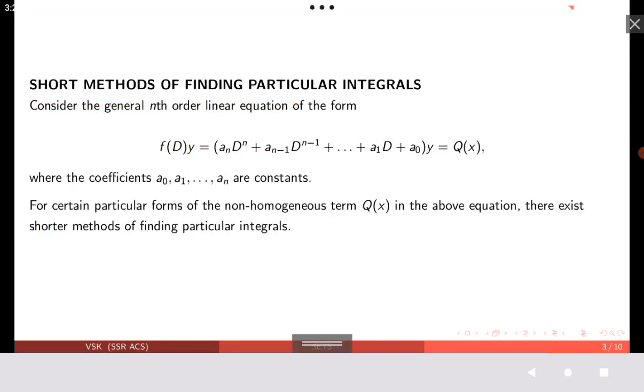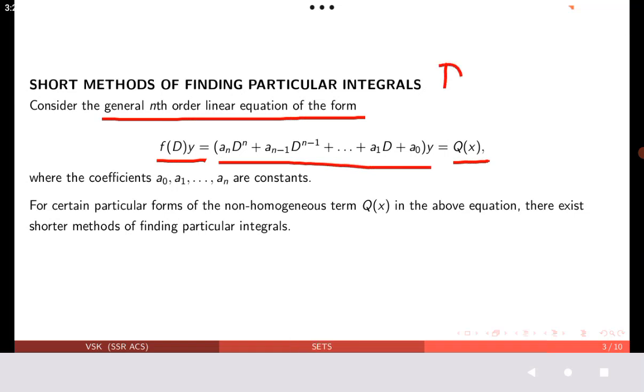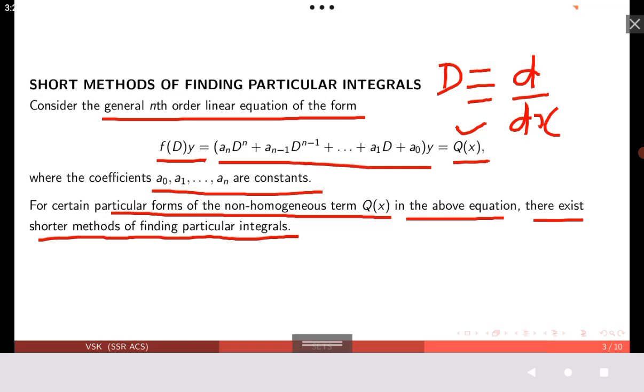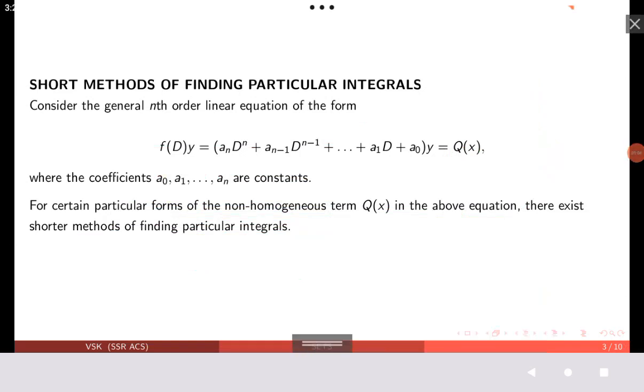So consider the general nth order linear equation of the form F(D)y is equal to Q(x), where F(D) has this form, where D represents d by dx, that is, the derivative with respect to x, and the coefficients a0, a1, ..., an are constants. For certain particular forms of the non-homogeneous term Q(x) in the above equation, there exists a short method of finding the particular integral, and we'll see one of the methods where Q(x) has the specific expression of a polynomial.